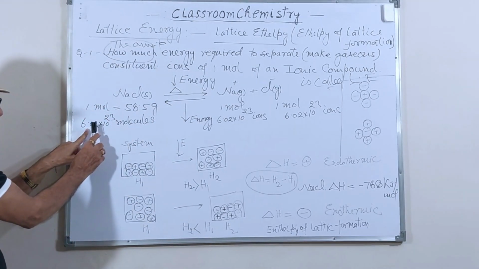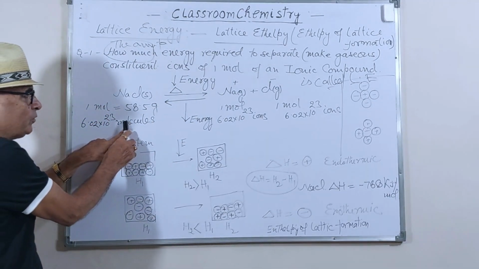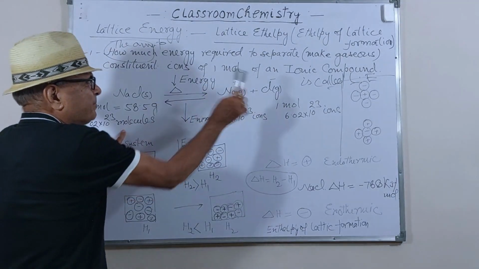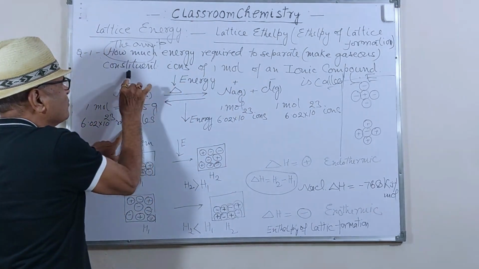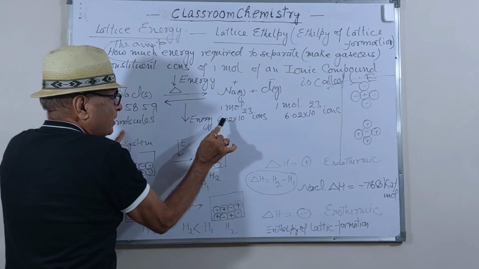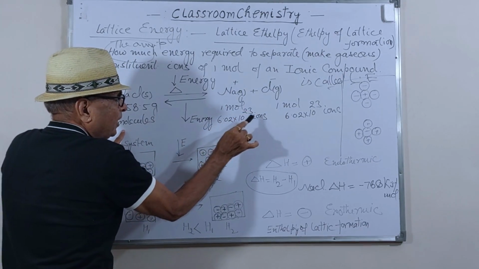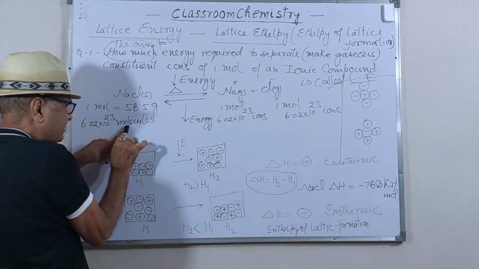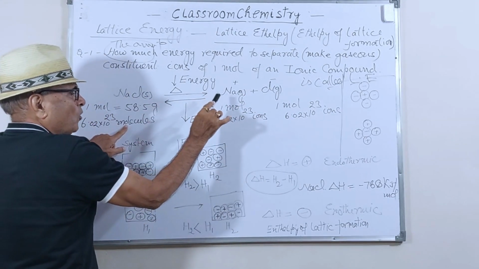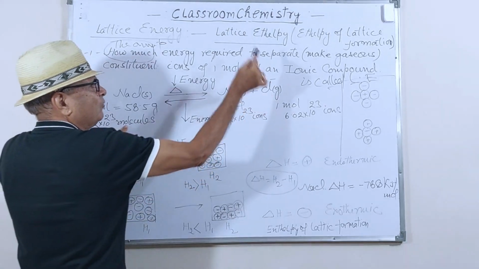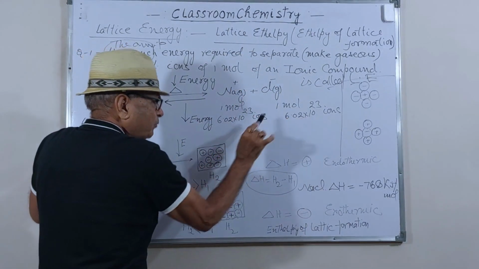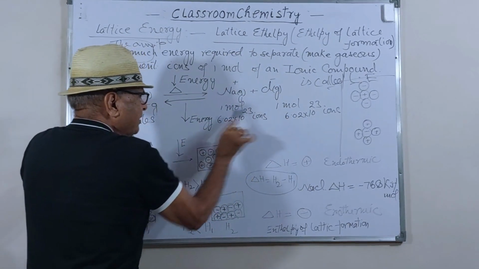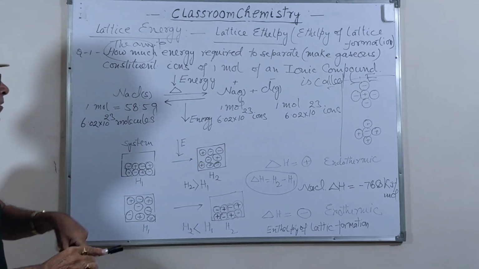Again, these are the molecules, and after separating these ions, 6.02 × 10^23 ions of the sodium ion, and likewise 1 mole of sodium ion and 1 mole of chloride ion will be formed. So see here, this is the equation.